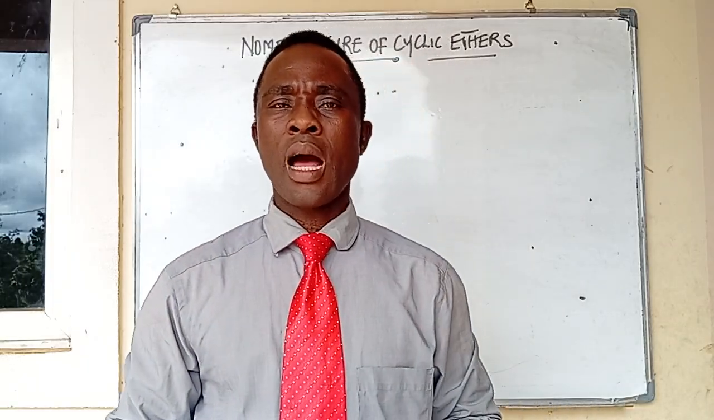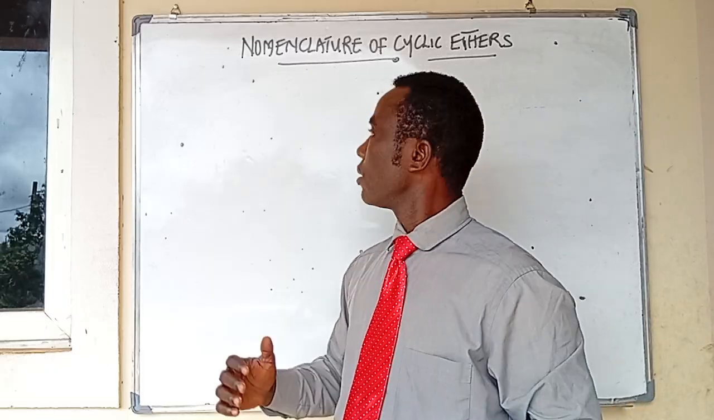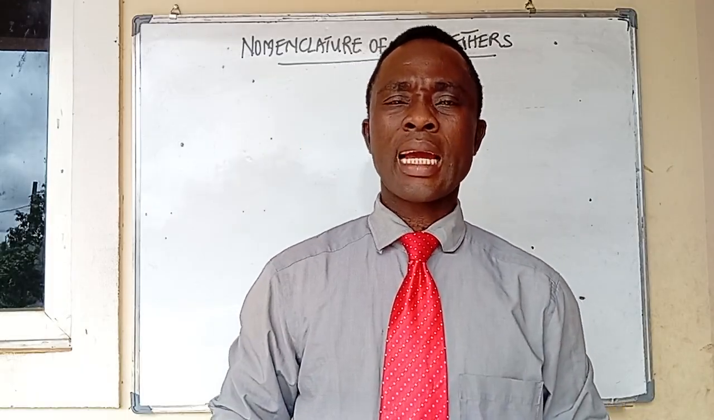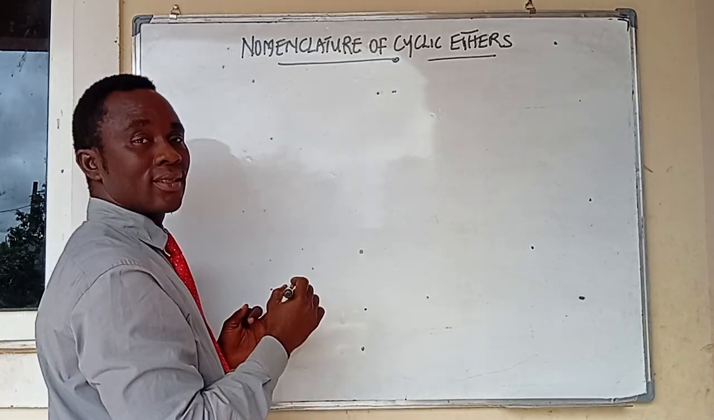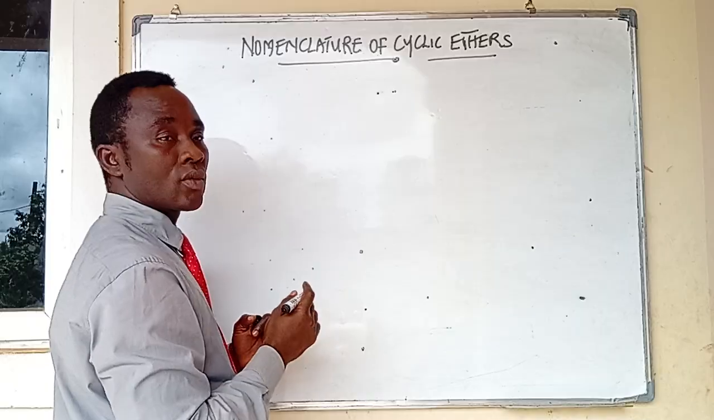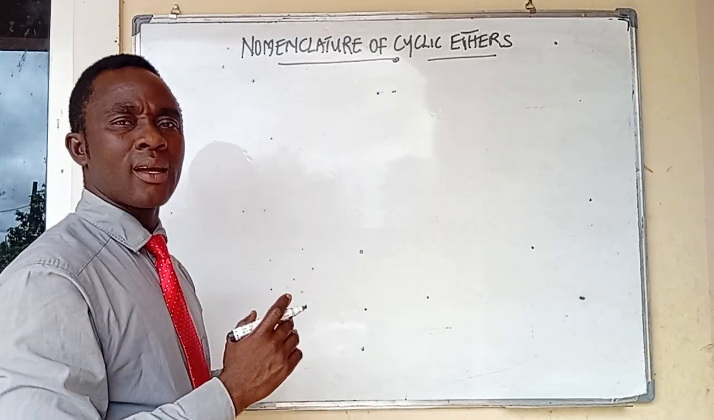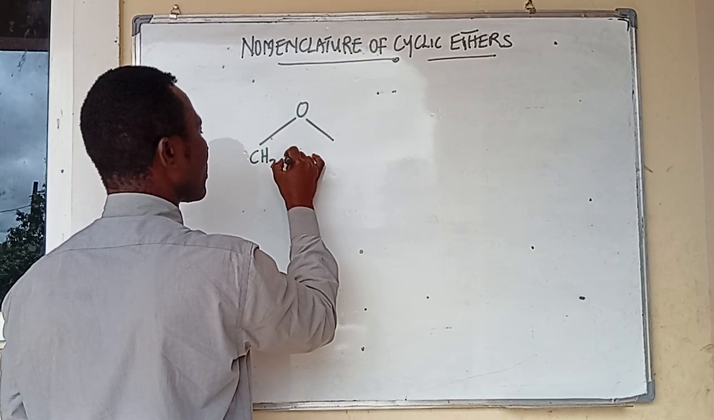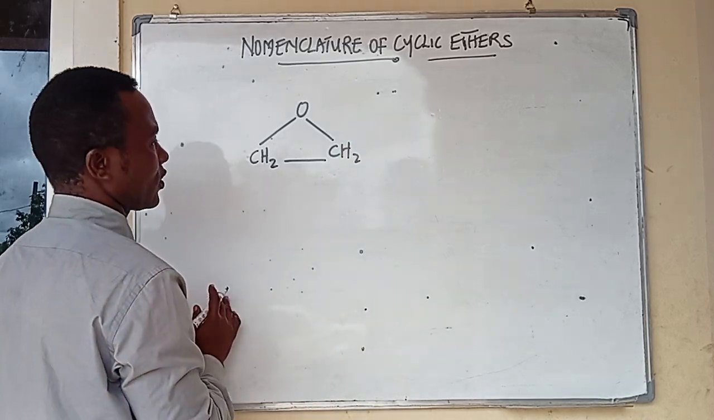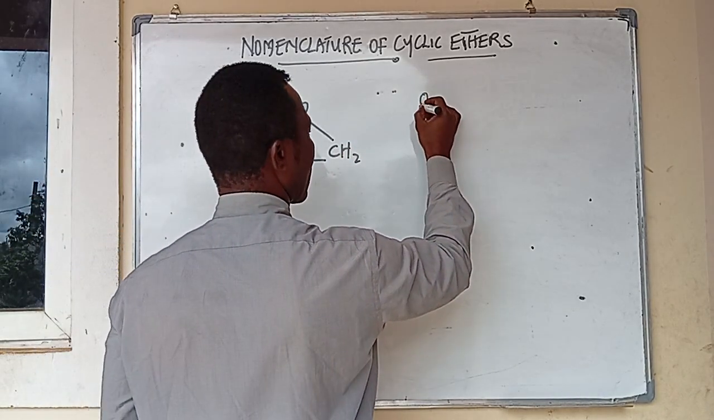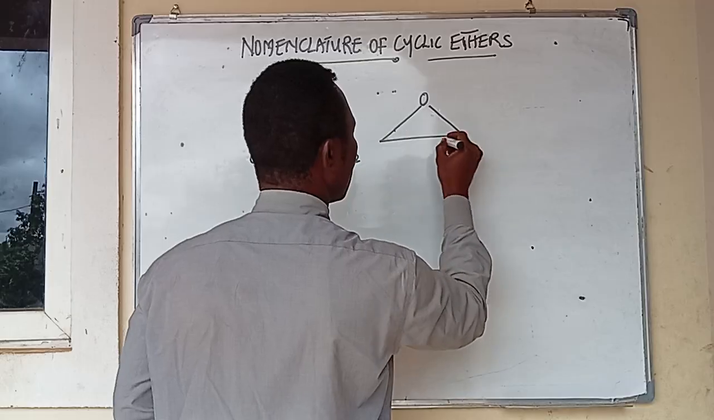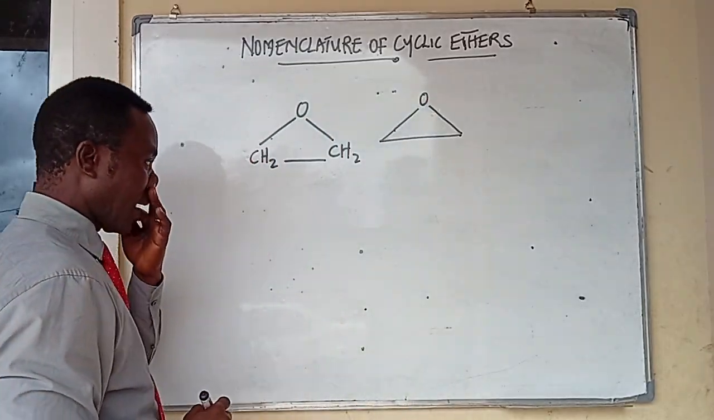Now, in this class, I want to be taking us on nomenclature of cyclic ethers. That is how to name cyclic ethers. Now, cyclic ethers, the least cyclic compound is formed by three atoms. So for ether, the least cyclic ether is this compound. If you like, you can write it this way. This is a cyclic ether.